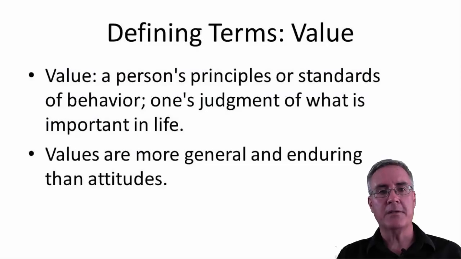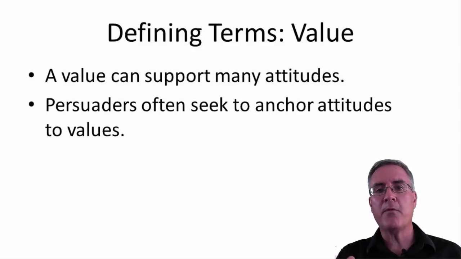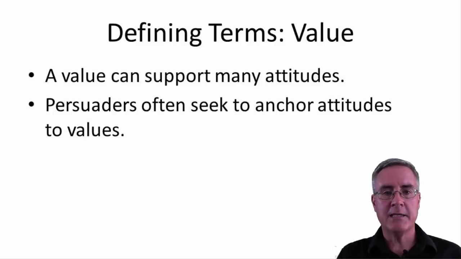This brings us to values. A typical definition of values is this: a person's principles or standards of behavior, one's judgment of what is important in life. The things you find important are the things you value. Values are more general and long-lasting than attitudes. They develop over time and cannot be easily changed. The values you have today are probably the values you will have throughout your life. A single value might provide support for a multitude of attitudes. For example, the value that life is sacred may support attitudes towards abortion, against military spending, and against capital punishment.